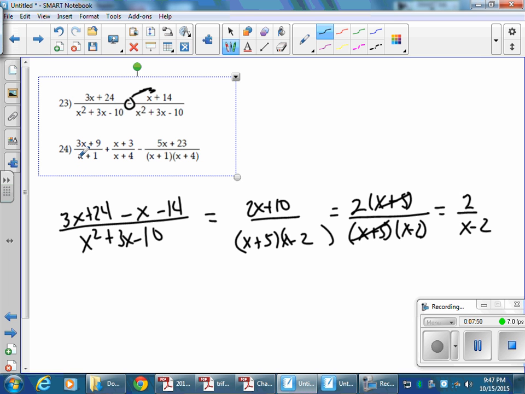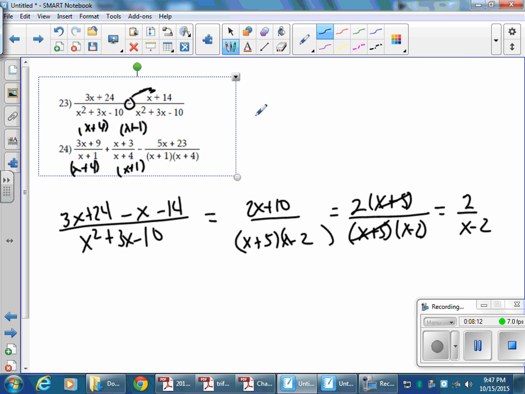Okay, looking at 24. You see how this one's over x plus 1, this one's over x plus 4, and this one's over both x plus 1 and x plus 4. Alright, so I'm going to need an x plus 4 with this one. This one's going to need an x plus 1. If I do it to the bottom, I got to do it to the top. And this one's got both, so I'm good.